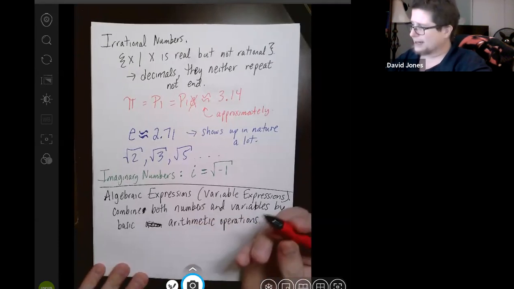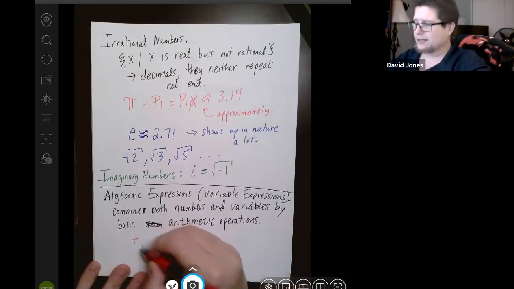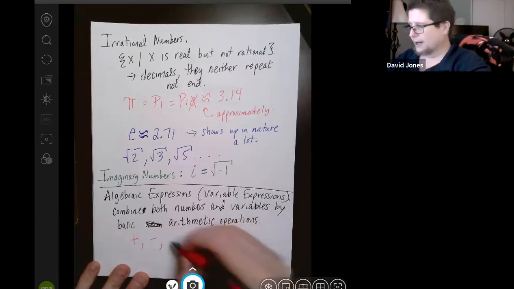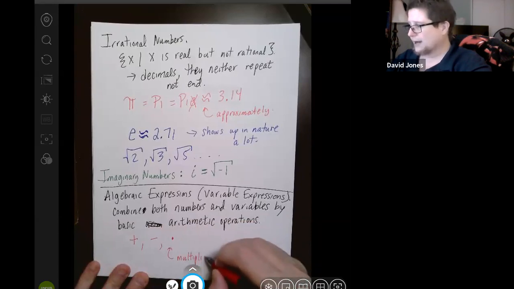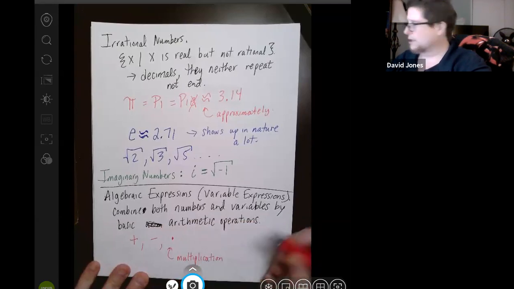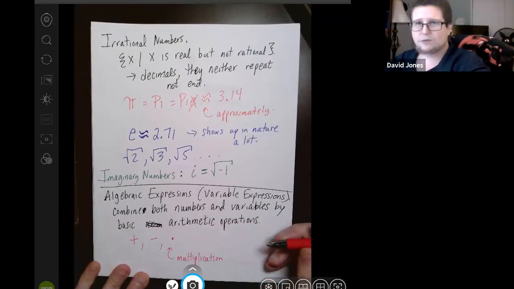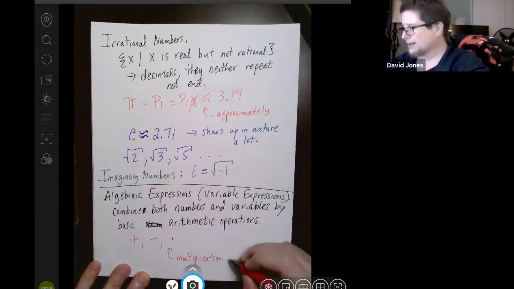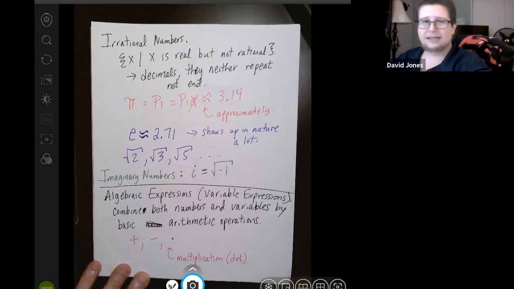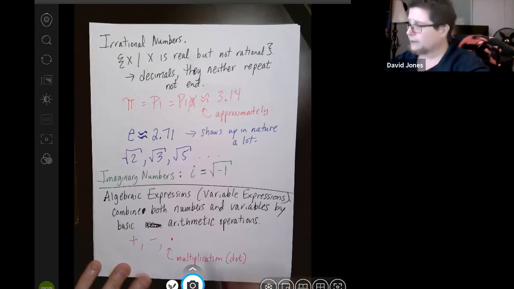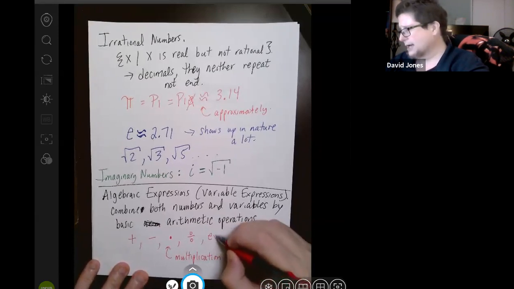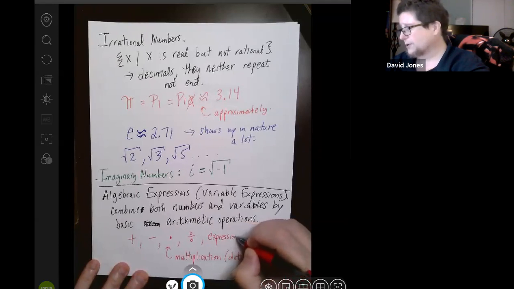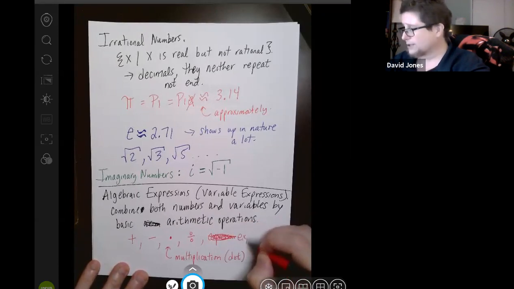As a reminder, basic arithmetic operations include addition, subtraction, and this is the symbol we use for multiplication in math. I know in high school and below, they tend to use an x, but the x we use a lot for variables, and it's easy to get confused. So we're going to use a dot for multiplication, and it's not down below like a period. It's in the middle. We can also do division, and algebraic expressions also include exponents and roots.